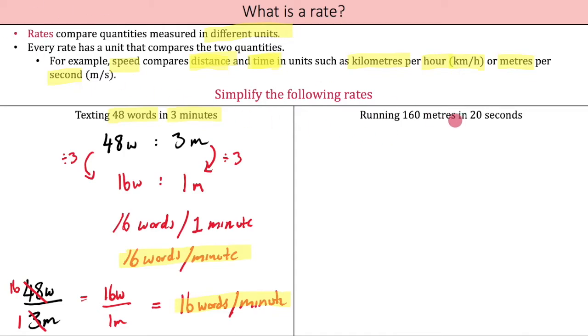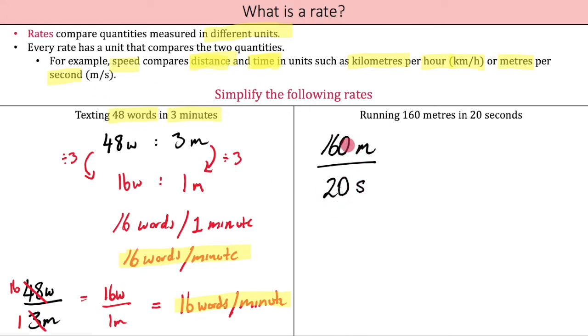So here, what we're doing is we're running 160 meters in 20 seconds. So what we could say is, let's just use this notation. If you want to use that notation, feel free. But I much prefer this one for some reason. So if we're running 160 meters in 20 seconds, I would say, well, we've got 160 meters and we're running it in 20 seconds. I can divide those both by 20.